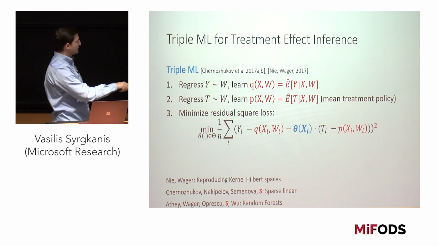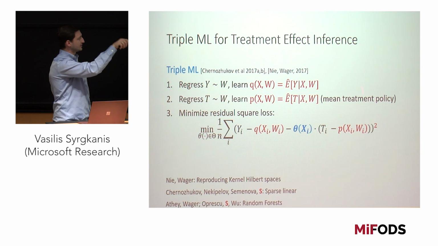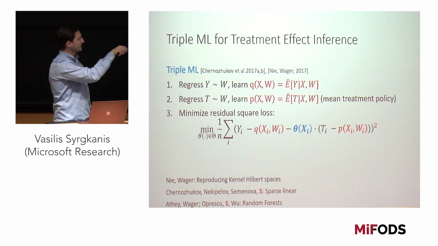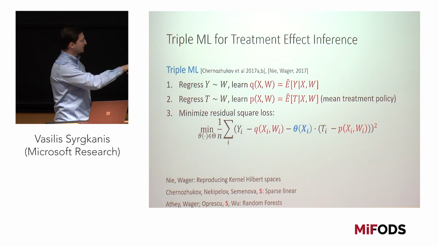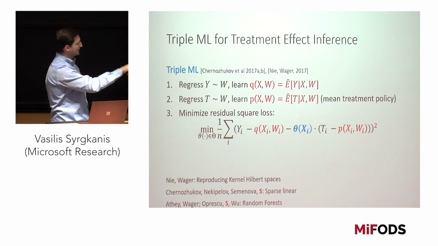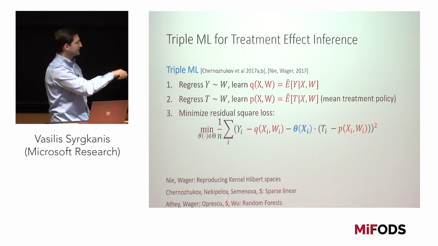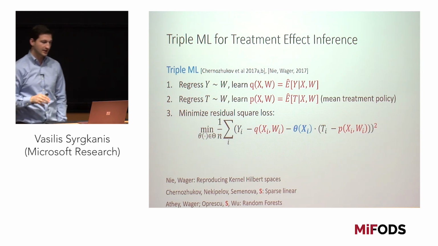There were some papers that used this approach to estimate heterogeneous effects, where they analyzed this sort of algorithm for particular hypothesis spaces. For instance, the paper of Nie and Wager analyzed the case where theta is a reproducing kernel Hilbert space. In a paper we wrote, we analyzed the case where theta is a sparse linear function. So X is high dimensional and this is a linear function, but we only assume that only a few of the X's are relevant. And in another paper, we also analyzed the case where theta is represented by a random forest.